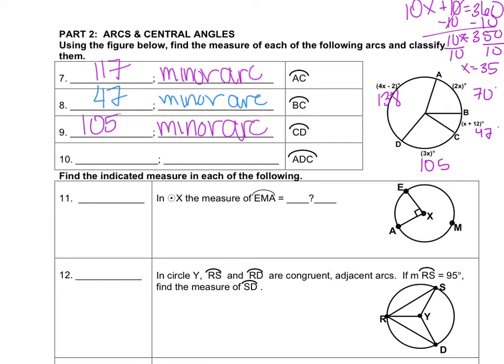Okay, and the last one, it wants us to go from A to D to C. So really, I'm adding 138 plus 105. If I do 138 plus 105, I'm going to get 243. Since this is bigger than 180, this is going to be a major arc.